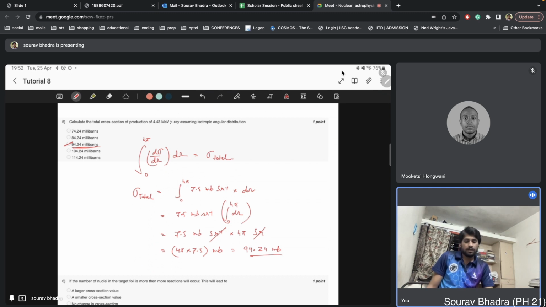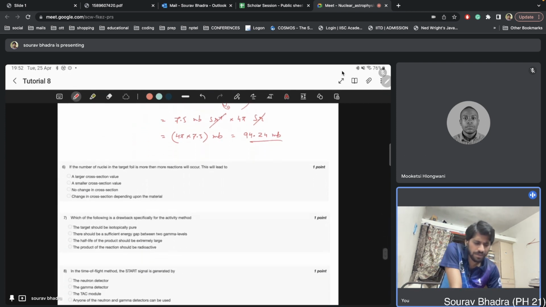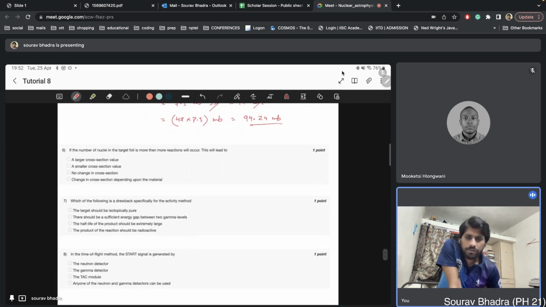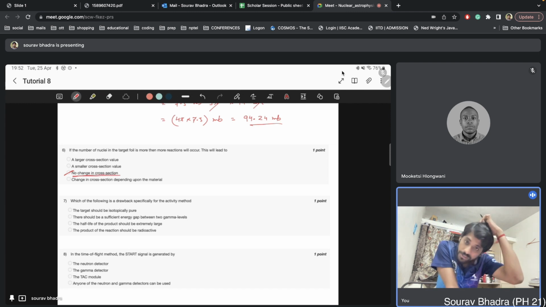So these are the main numerical assignment problems. Now there are some theoretical questions also. I will only tell you the answers of this particular problem so that you can compare with your answer sheet. If the number of nuclei in the target foil is more, then more reactions will occur, but the answer will be no change in the cross section, because the cross section does not depend on the number of nuclei in the target foil.